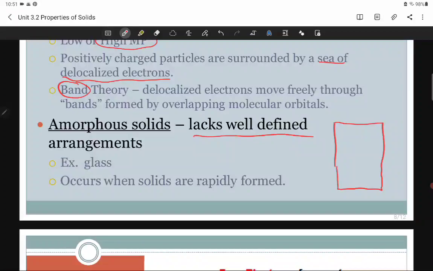Newer windows have a lot of coatings that keep this from happening, but that glass, those molecules that are in the glass, with gravity, they kind of spend more time closer to the bottom of the window. So the bottom of the window actually gets a little thicker. The top of the window is a little bit thinner, and that would be an example of amorphous solids.